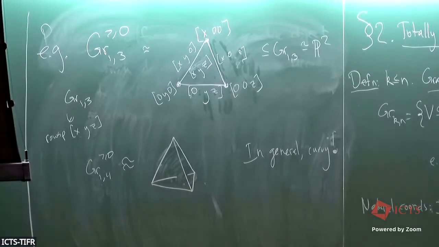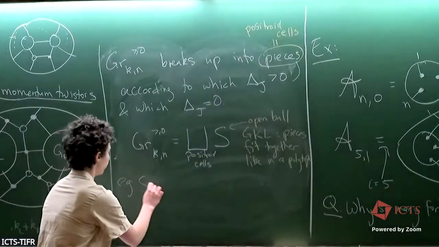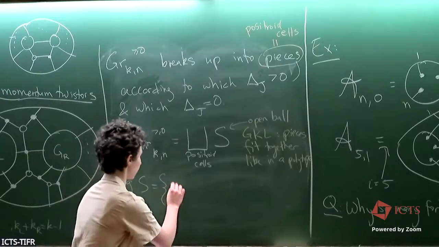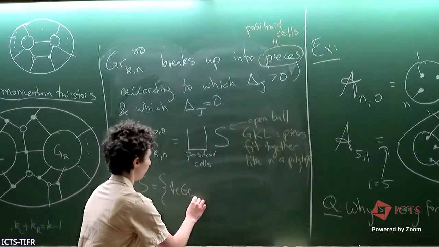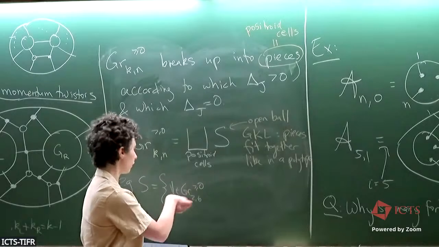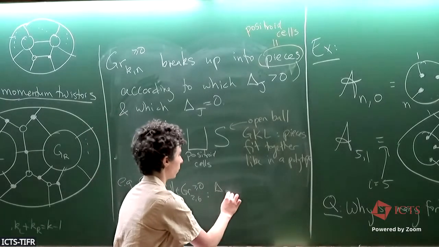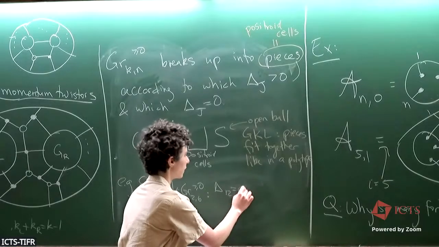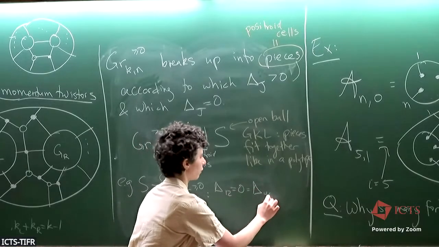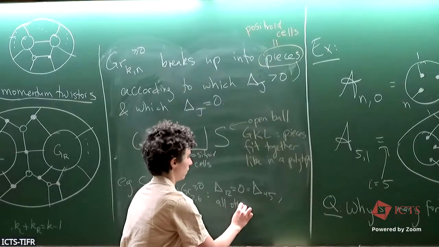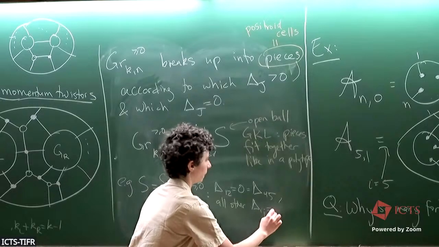Just to give an example, here is a positroid cell in Gr(2,6). I can take all of the points in the totally non-negative Gr(2,6) where Δ12 equals 0, and so does Δ45, and all other Δij are positive.